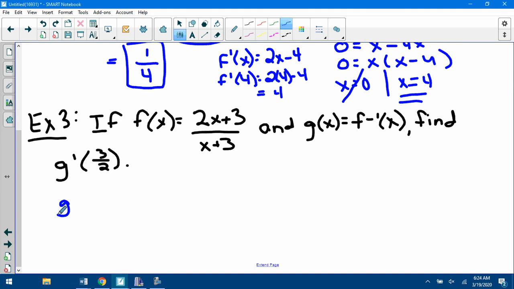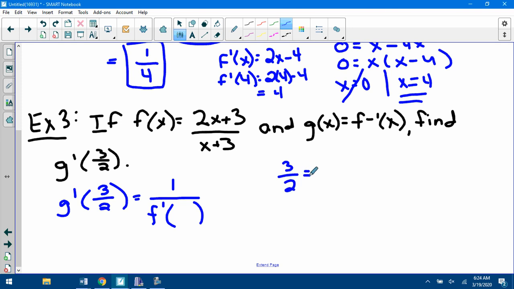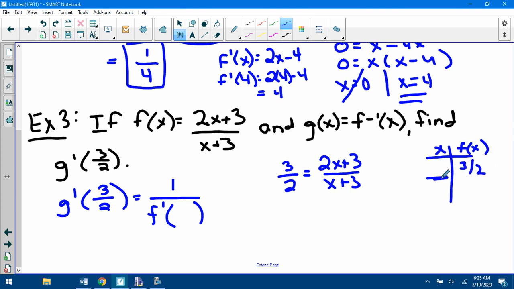Let's do it our new way. G prime of 3 halves should equal 1 over f prime of something. How do I figure out what that something is? Well, this is the y value, or the f of x value of the original function. So I would set 3 halves equal to 2x plus 3 over x plus 3. Because I know that right now, here's x, here's f of x. 3 halves is the f of x value. I'm trying to find the x value that goes with it.